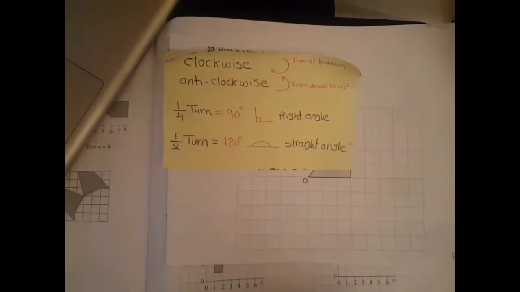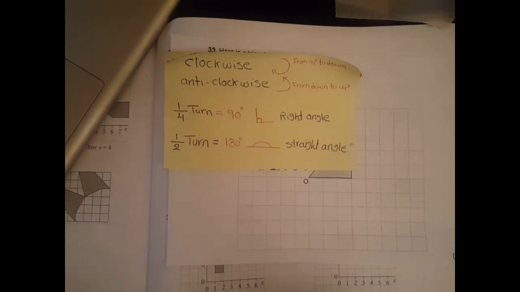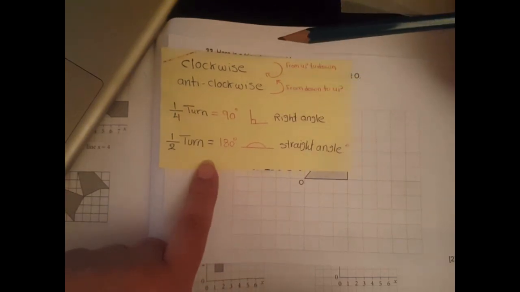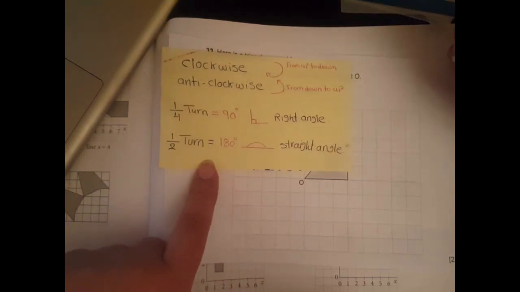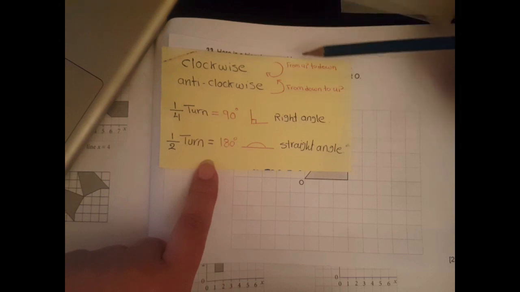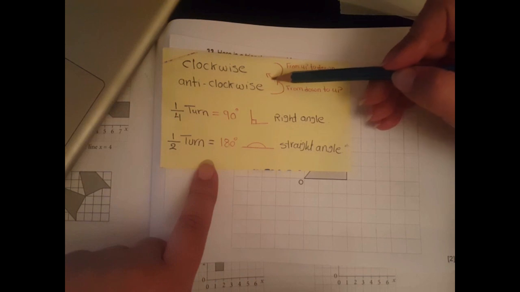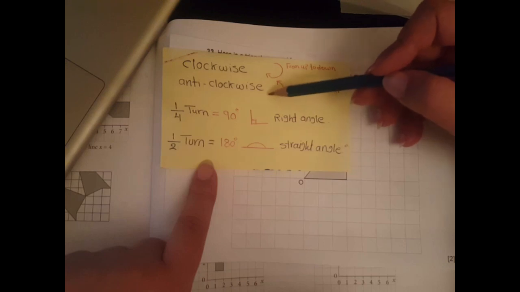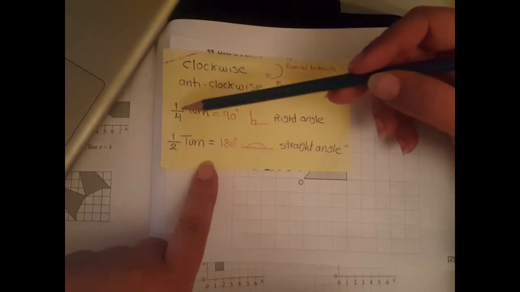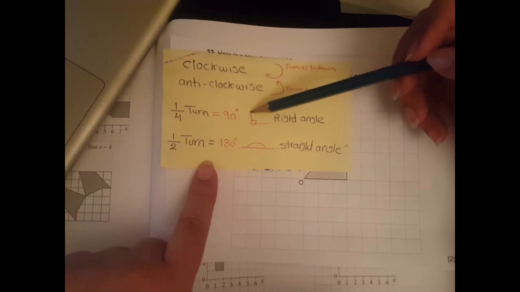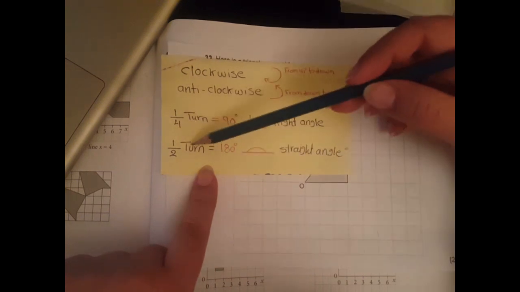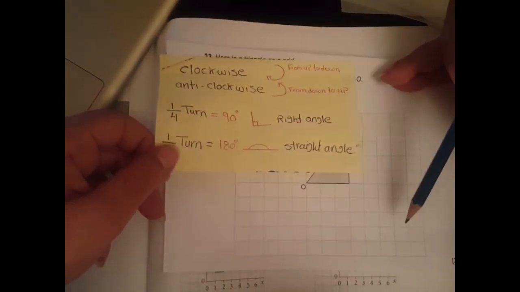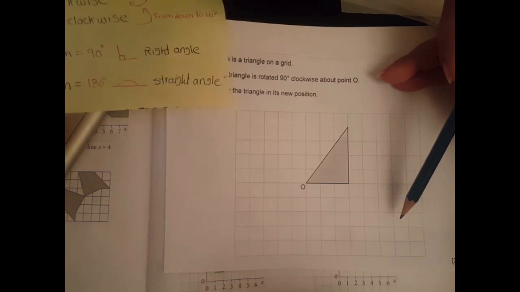You should know what the word clockwise means. Clockwise means the direction of the clock's hands, moving from up to down. So this is the way you will move, from up to down. Anti-clockwise means I will move from down to up. This will be my direction. A quarter turn means 90 degrees, a right angle. A half turn means 180 degrees, which is a straight angle. You always have to keep those notes in your mind.